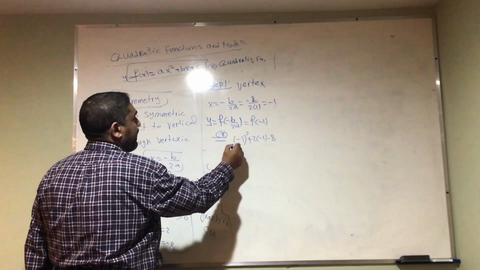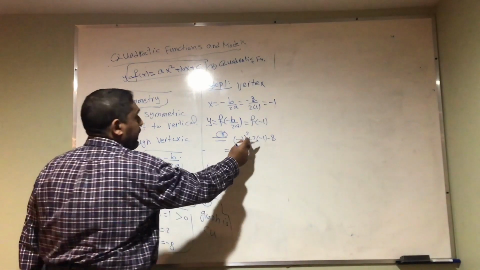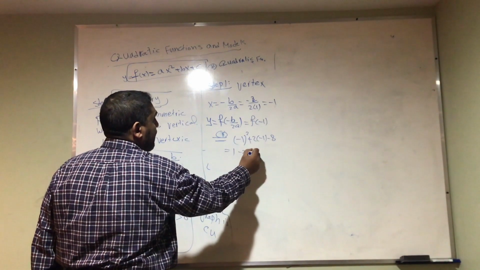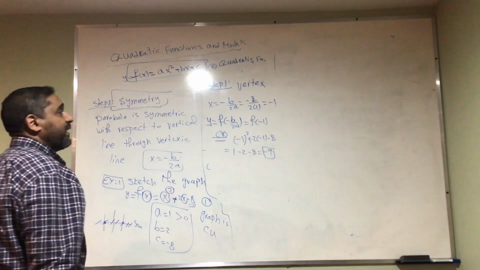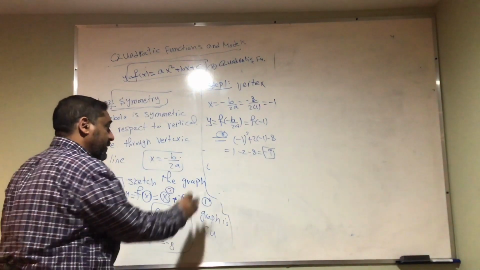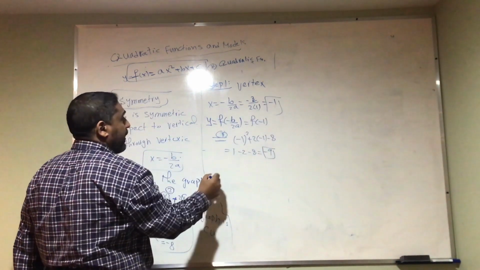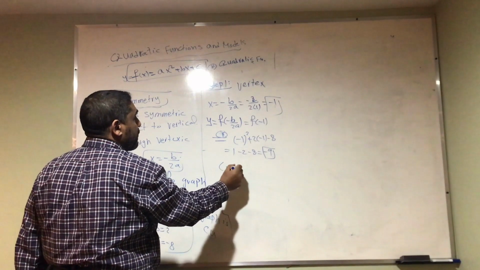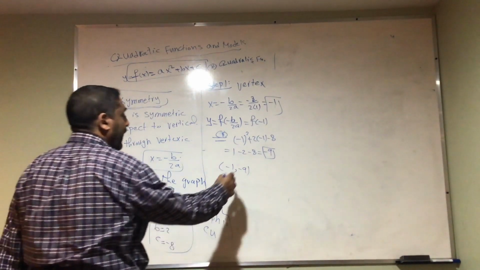If I simplify this, minus 1 squared, you get 1, right? And here you have minus 2, and here you have minus 8. So what did you get? You get minus 9. So what is my vertex here, guys? Your x equals minus 1, and your y equals minus 9. So here is the point, minus 1 and minus 9, and that is where you have your minimum.